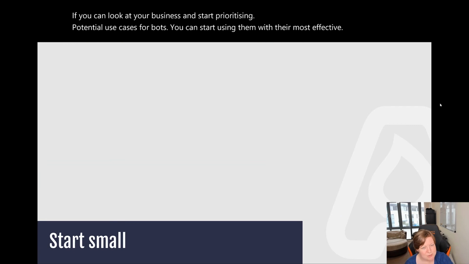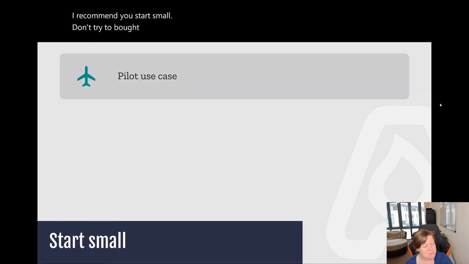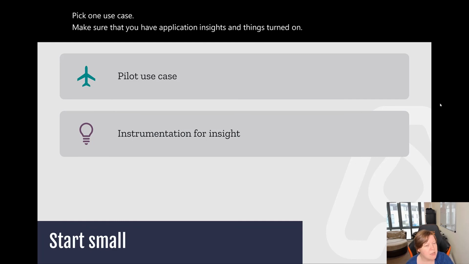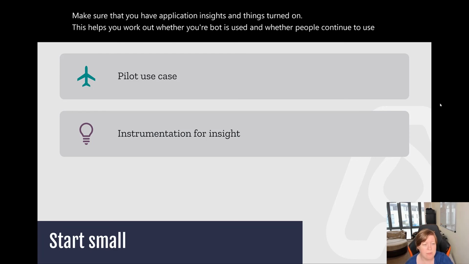I recommend you start small. Don't try to bot all the things. Pick one use case. Make sure that you have Application Insights and things turned on. This helps you work out whether your bot is used and whether people continue to use it when it's proving valuable.